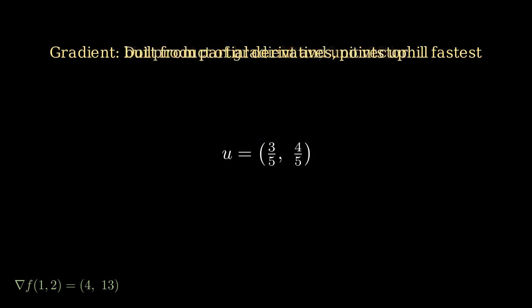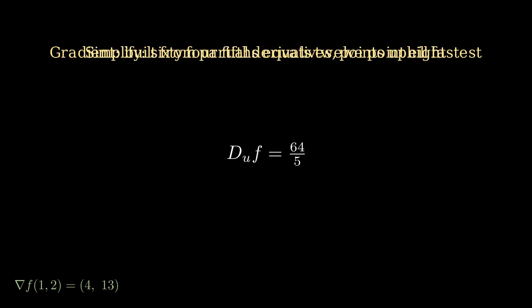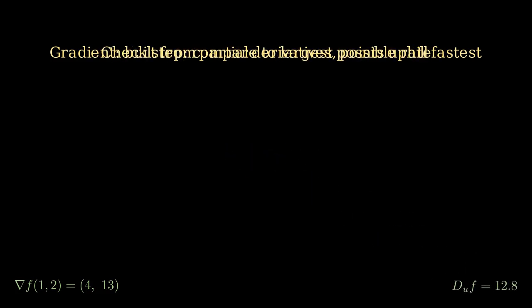Now we take the dot product of the gradient with this unit vector. Directional derivative equals 4 times 3/5 plus 13 times 4/5. That equals 12/5 plus 52/5, which equals 64/5. 64/5 simplifies to 12.8, so the rate of change of f at the point 1, 2 in the direction of 3, 4 is 12.8.